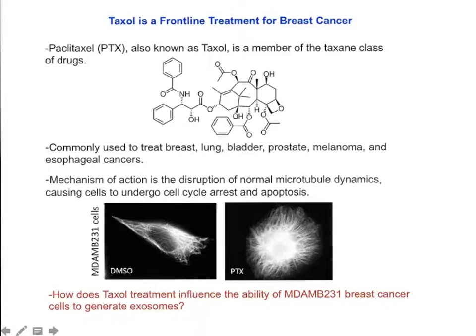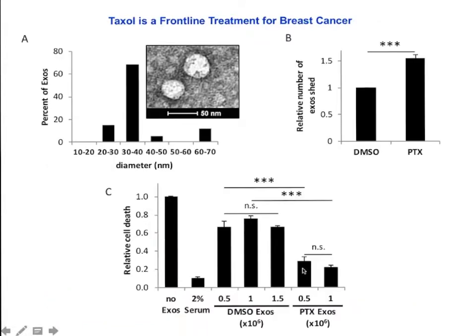So then what we wanted to know is, treating cancer cells with this low level of Taxol, how would that influence the ability of these cancer cells to generate exosomes? So the first thing we did is we looked at the sizes. The sizes were about the same as the control cells, but then we quantified the numbers. And what's interesting is that after you treat with Taxol for as little as even just a couple hours, the numbers of exosomes produced by these 231 breast cancer cells is doubled. So it was quite remarkable that there's that quick of a response to this chemotherapeutic agent.